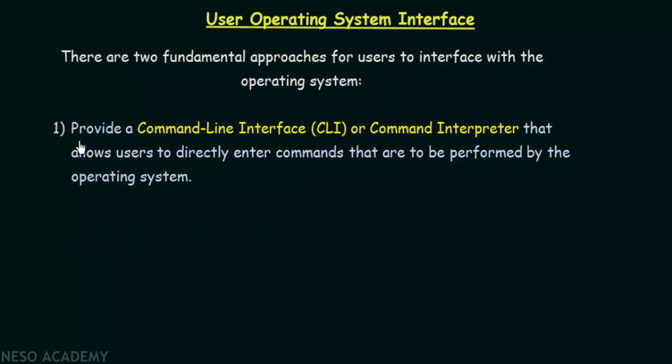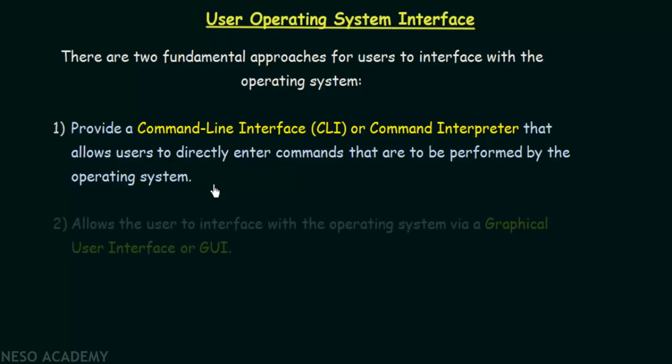So the first approach is to provide a command line interface or a command interpreter that allows users to directly enter commands that are to be performed by the operating system. So this is the first approach, in which we have something known as the command line interface, or CLI, also known as the command interpreter, in which the user has to enter the command of the task that he wants to perform. So the command has to be entered in the CLI, and based on the command, the operating system will perform that task. So in this process, the user has to remember all the commands that he needs for performing certain tasks.